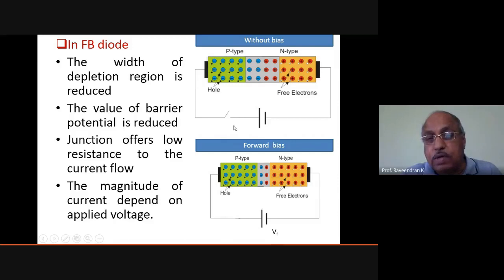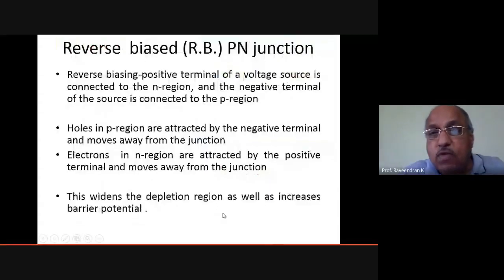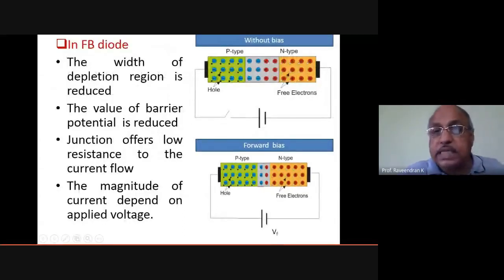Here, the switch is now open. It has to be closed for doing an experiment like this. It is shown here. So this is what is called forward biasing. In forward biasing, the diode conducts in the forward direction.